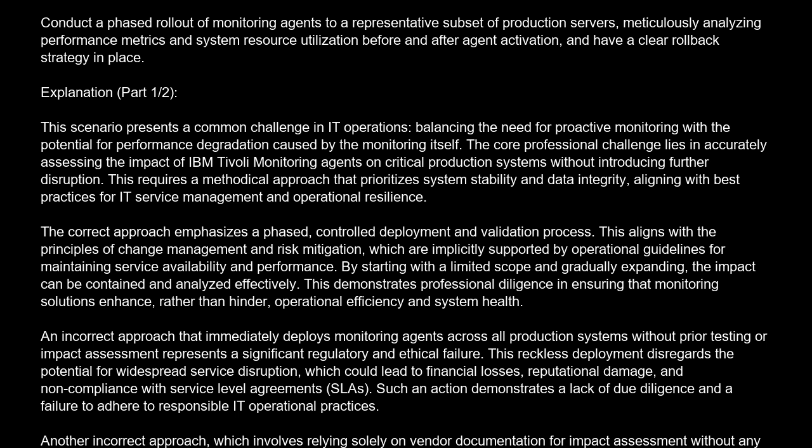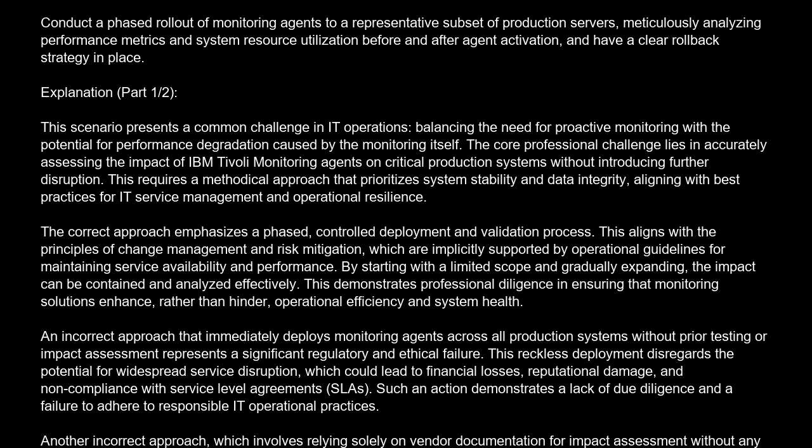The correct approach emphasizes a phased, controlled deployment and validation process. This aligns with the principles of change management and risk mitigation, which are implicitly supported by operational guidelines for maintaining service availability and performance. By starting with a limited scope and gradually expanding, the impact can be contained and analyzed effectively. This demonstrates professional diligence in ensuring that monitoring solutions enhance, rather than hinder, operational efficiency and system health.